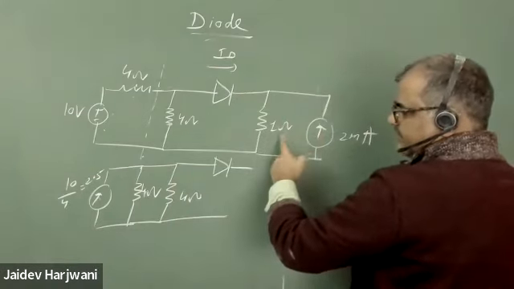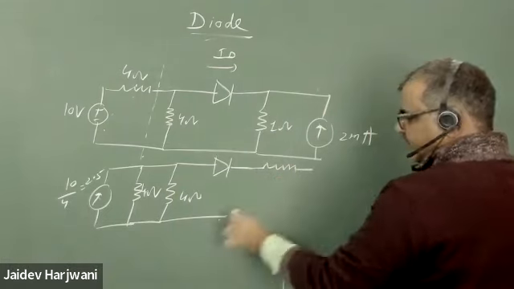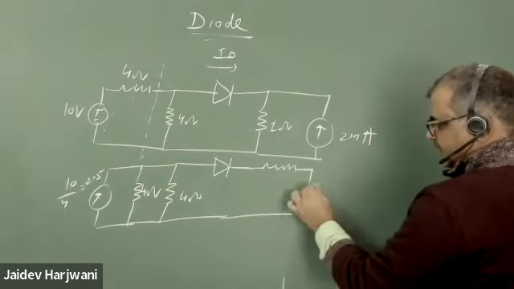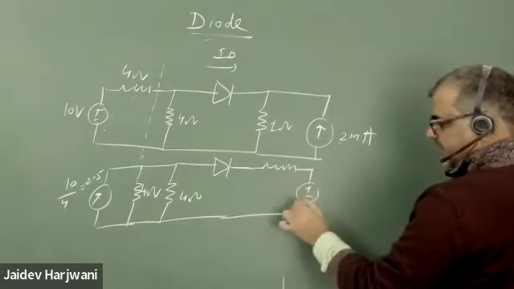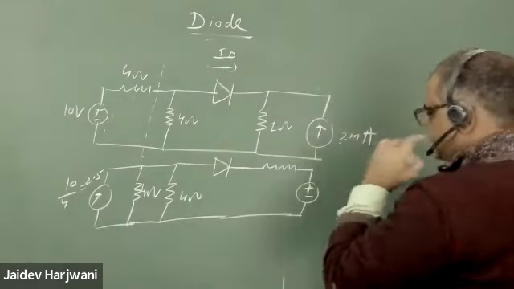I want to remove this parallel circuit. So if I want to convert this current source into a voltage source, again I can apply source transformation. I can convert a current source into a voltage source.